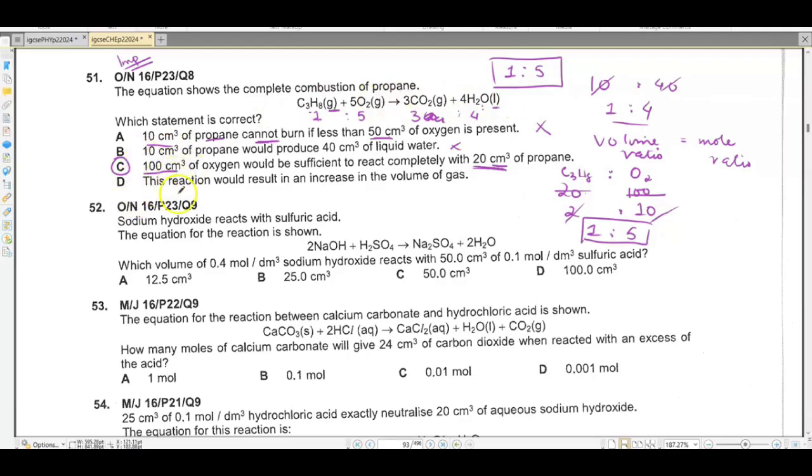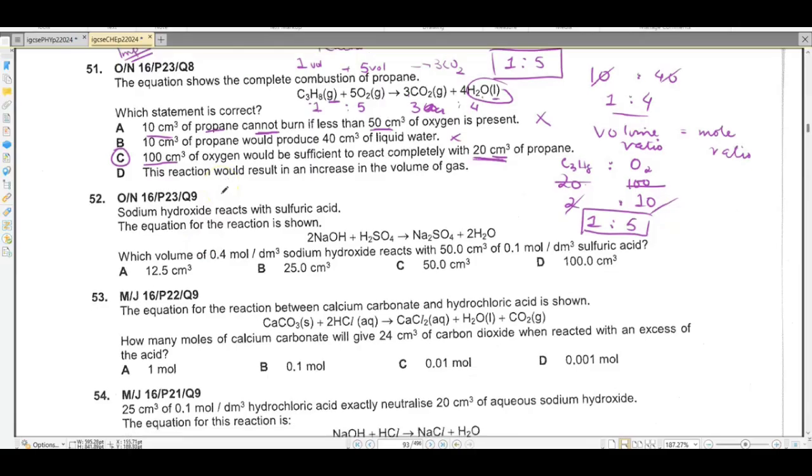If you want me to explain it, I can explain it this way: one volume of C3H8 plus 5 volumes of O2 on the reactant side produce 3 volumes of CO2 gas, whereas water is liquid, so it is not going to be counted. So the gas, you see, has reduced from 6 to 3 volumes. So that is why D is not correct. I hope you understood the concept.